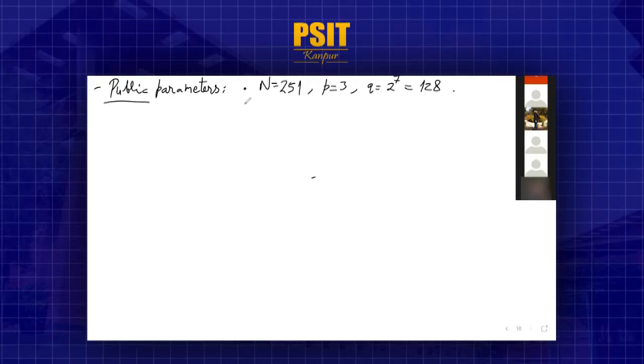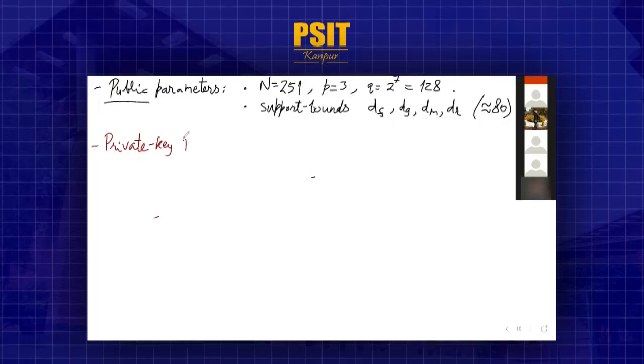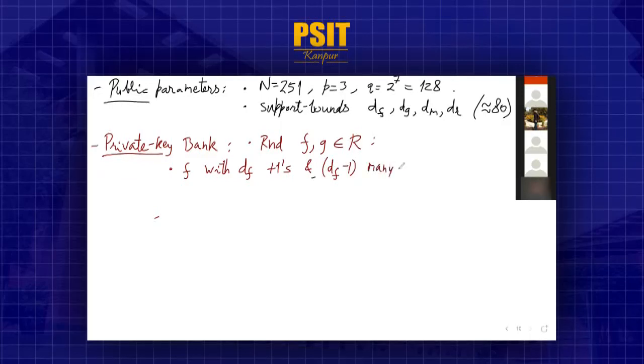So everybody knows N, P, Q, and everybody knows these support bounds. Something called df, dg, dm, dr. Think of it as around 80. The private key is random polynomials f, g from the ring. f has df many plus ones and df minus 1 many minus ones.